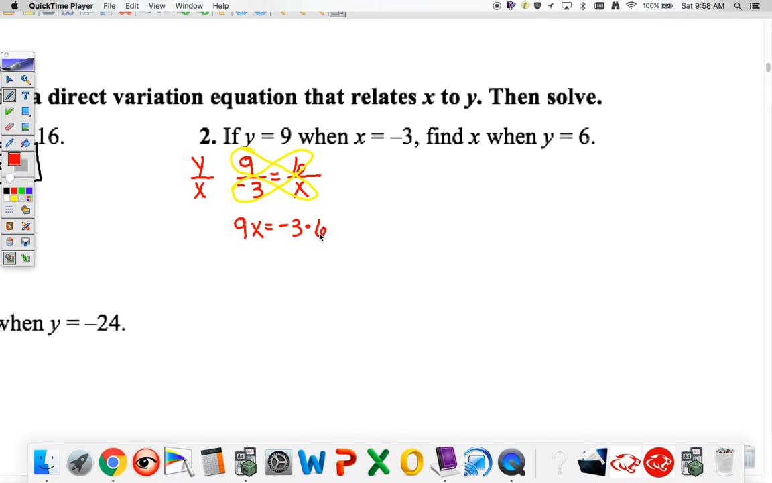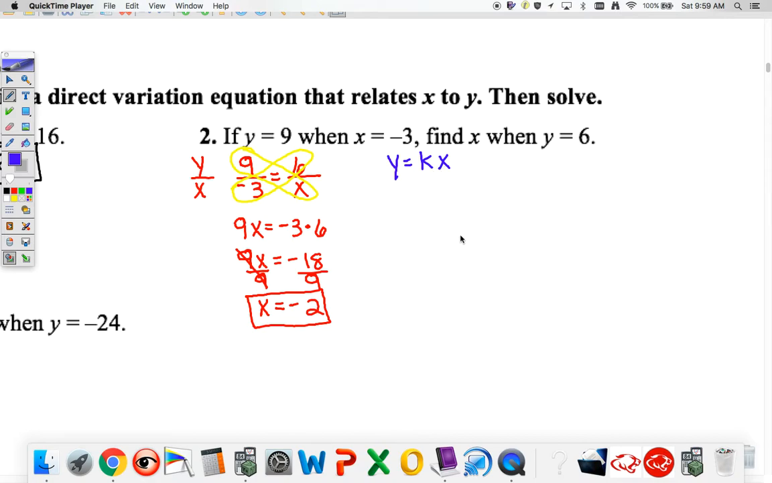Okay, if you don't know your multiplication facts, you'll have a calculator. You can type this in. You have 9 times x is equal to -3 times 6 will be -18. Divide both sides by 9. 9 divided by 9 is just 1. So you have 1x is equal to -18 divided by 9 will give you -2. Okay, so you're halfway done. You answered this part. Now we have to figure out what our equation is. So again, for direct variation, your equation will always be y equals kx.